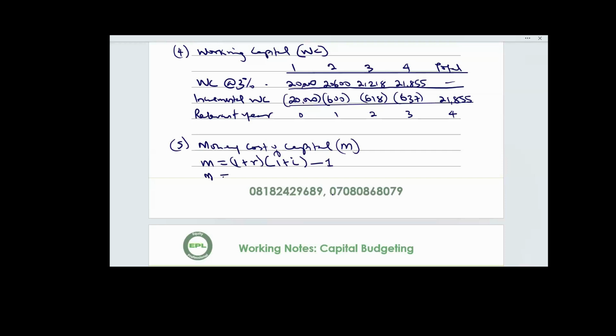So M is equal to 1 plus the real cost of capital of 7.8%, which is 1.078, multiplied by 1 plus the general inflation rate of 3%, which is 1.03, minus 1. What do you get? 0.11034, that is 11.034%, so approximately 11%. So let's go and post it there.